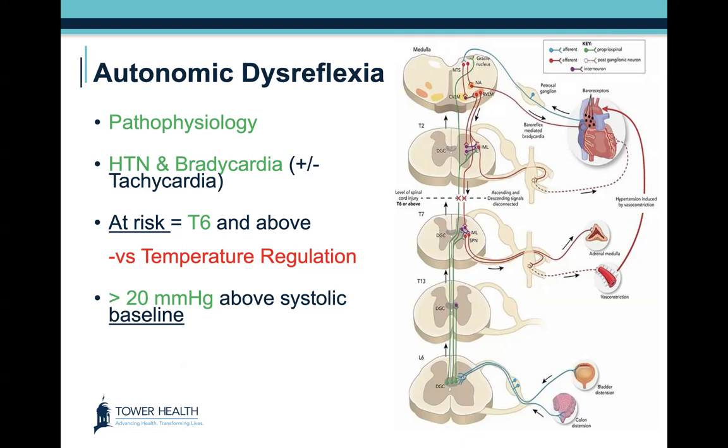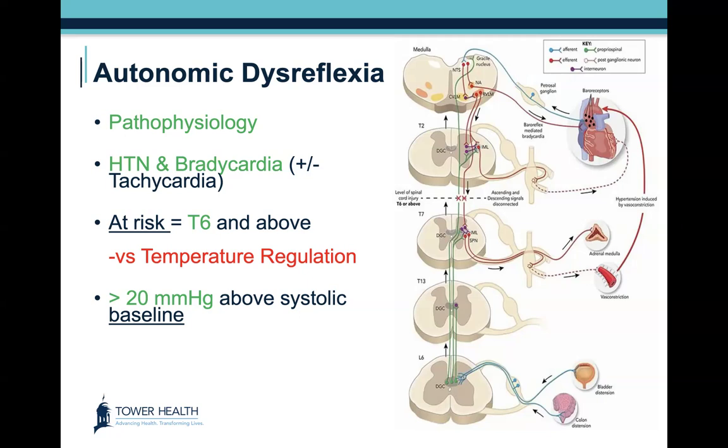And this is important to distinguish because, again, with spinal cord patients, you get orthostatic hypotension, right? So with orthostatic hypotension, you're going to have low blood pressure. Autonomic dysreflexia, you have high blood pressure. And then to add another twist to that situation, spinal cord injury patients have a lower baseline blood pressure than someone without a spinal cord injury.